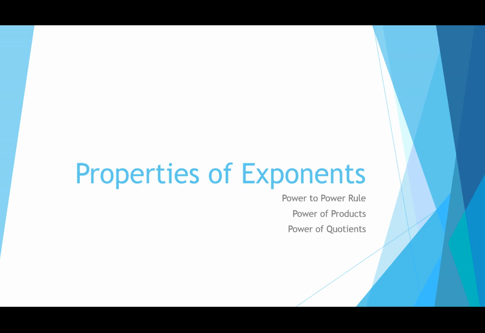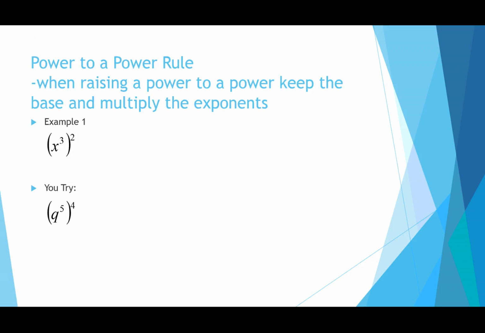In this video, we will look at properties of exponents, mainly the power to a power rule and power of products, as well as power of quotients. The power to a power rule states that when raising a power to a power, we keep the base and multiply the exponents. So in example 1, we have x cubed all being raised to the second power, or being squared. So that's a power to a power.